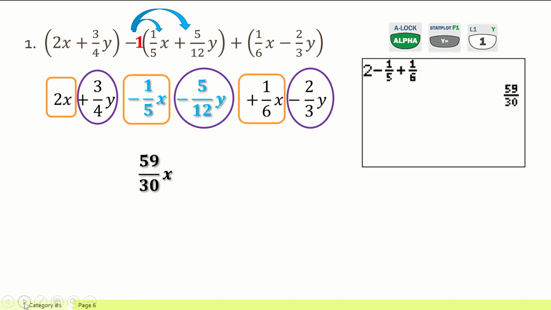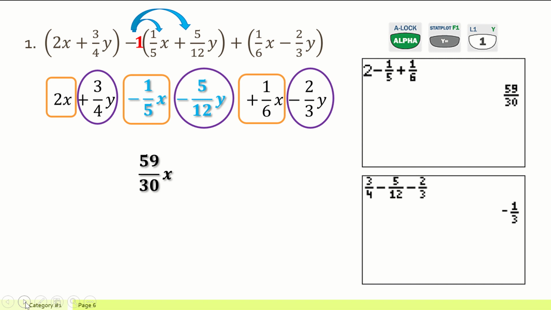We will combine them. Make sure when you're combining like terms, you are taking the sign in front of each term. So that's a positive 3/4, look at that as a negative 5/12 or minus 5/12, and minus 2/3. Once again, our calculator will do this for us. In our home screen, we can type in 3/4 minus 5/12 minus 2/3. A lot of fractions there. But we get the output of a negative, so we would write minus 1/3 y. That is our simplified polynomial.